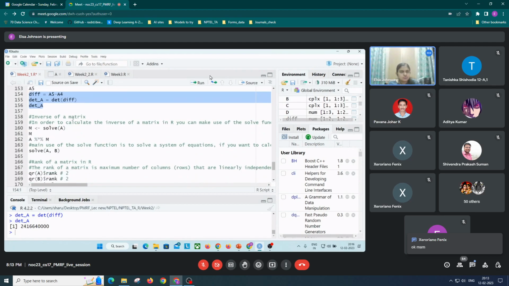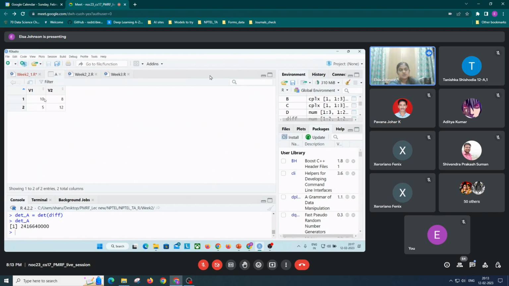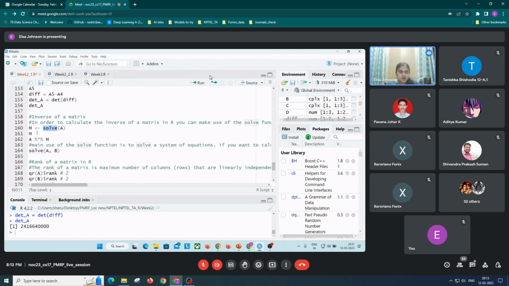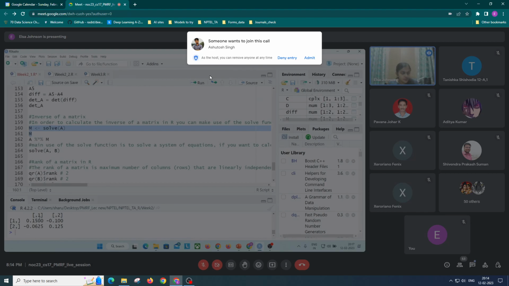Now, the inverse of a matrix. To find the inverse of a matrix, this is one method: you can just put solve of A. Right now our A matrix is this one. If you want to find the inverse, you can normally find it like one by determinant of A into adjoint of A, or in R, you can use this command solve of A. If you just run this, you'll be getting the inverse of A.